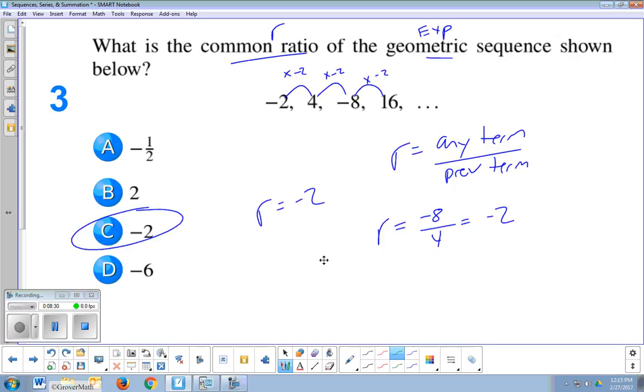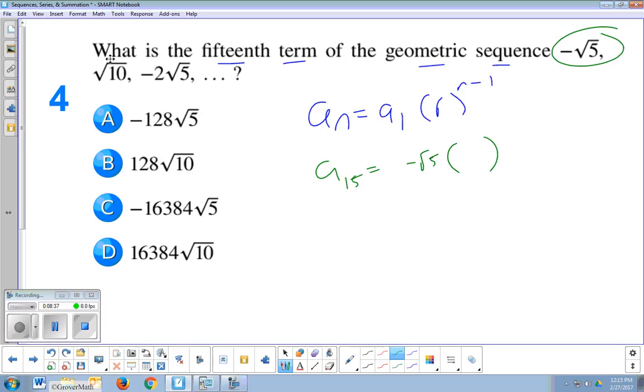Well, it may not be obvious, but I know I can figure that out by doing any term divided by the previous. So any term, rad 10, divided by the previous, negative rad 5. And what does this simplify to? Well, I can do a radical divided by a radical. A positive divided by a negative is negative, and rad 10 divided by rad 5 is rad 2. So my r here is negative rad 2: times negative rad 2, times negative rad 2. That's how we get from one to the next. So that's my r, negative rad 2.